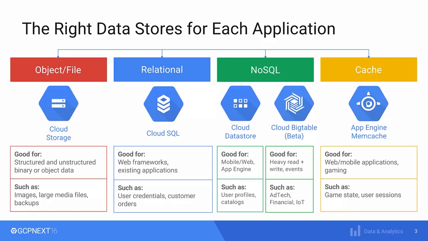As a level set, let's talk about the portfolio of storage offerings and databases. First of all, the one that most people know about is Google Cloud Storage. This is our object storage system. It's designed for both structured and unstructured data. People use it obviously for serving static content, like images and video. But it's also used for archival backups and as an intermediate data location for data processing jobs.